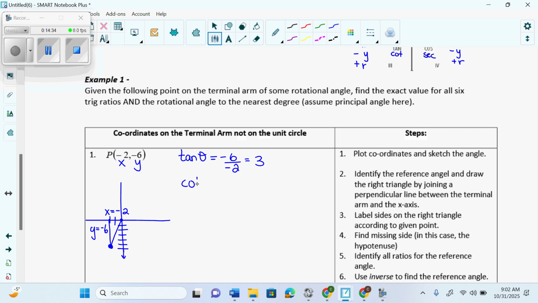Cotan, or cot, if you choose to not put the theta, or you say it weird, which is what some people do. It's cotangent theta equals, it's x over y. Or we could just say what? If this is 3, this is 1/3.